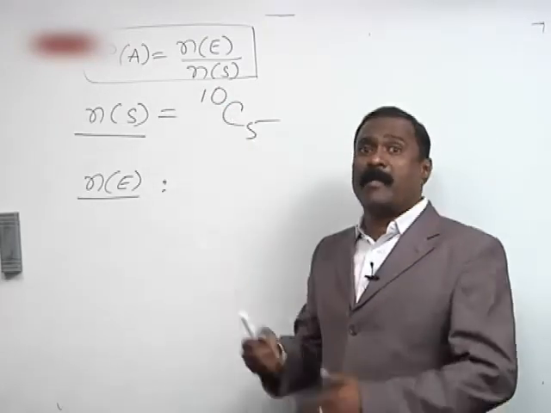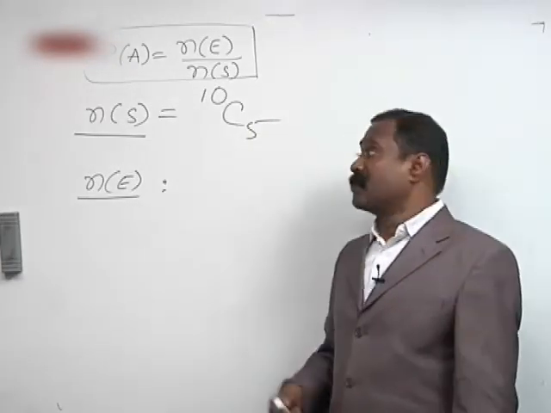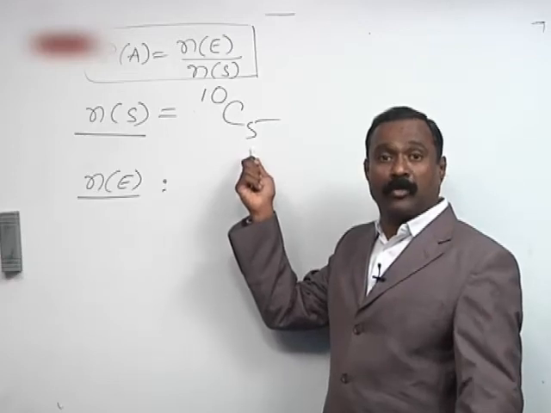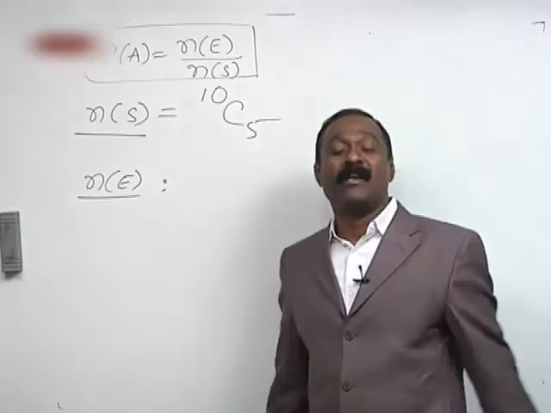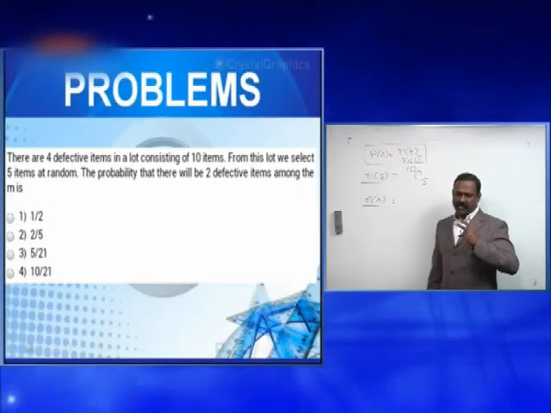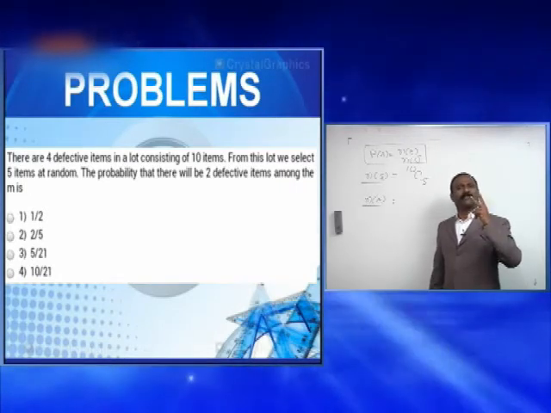This 10C5 may contain, you may get all the 4 bad apples like rotten apples, and you may get 1 rotten, 4 good. You may get 2 rotten, 3 good. Like that, different combinations you will be getting, the total number will be 10C5. But here the question is the probability that there will be 2 defective items among them. He needs exactly 2 defective items.